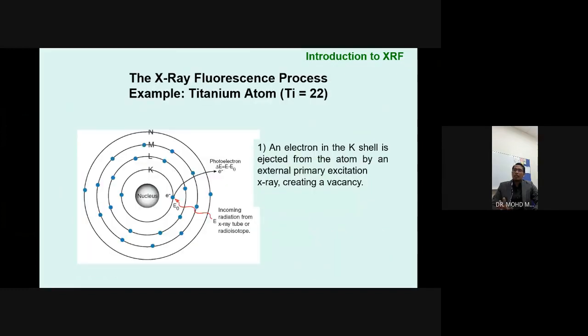Let's see, this is a diagram of an electron. Look at the K shell, which is the innermost part of the atom. An electron in the K shell is ejected from the atom by an external primary excitation X-ray. So we have a huge amount of energy, possibly from the X-ray tube, hitting the sample, and we can see that the electron is ejected. Therefore the vacancy is now created.